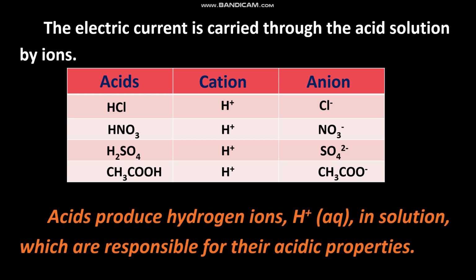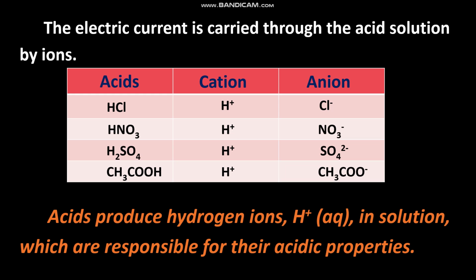In the case of glucose and alcohol, the glucose formula is C6H12O6. Hydrogen atoms are there. In alcohol also, ethanol, methanol, propanol, in all of these there is presence of hydrogen atoms. But they do not ionize to form H plus ions. That's the reason they do not conduct electricity. As they are not producing H plus ions in solution, they are not acids. That means not all compounds which contain hydrogen atoms are acidic.